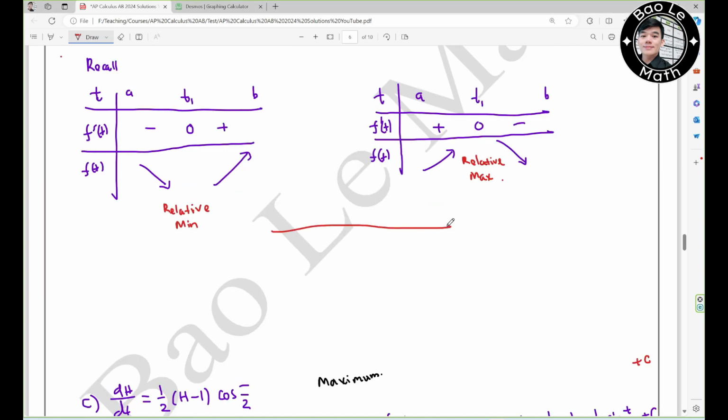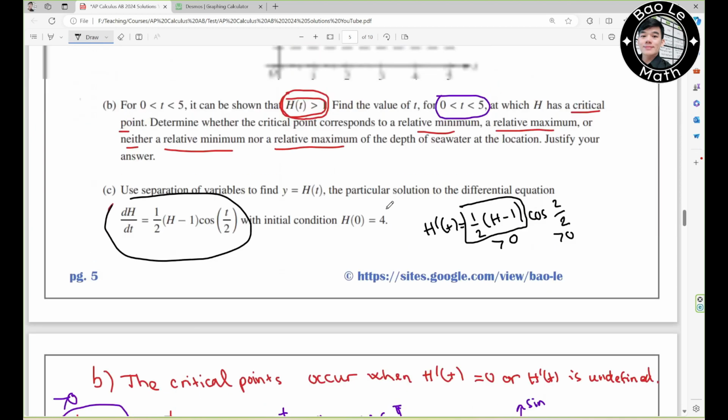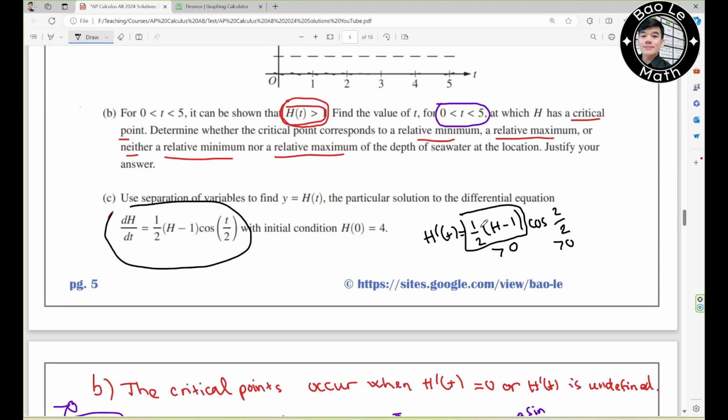Alright, so we have the table. This is t, this is h prime of t, and this is h of t. This is 0, phi, and this is pi. Since pi is the critical point, this guy must be equal to 0. Now we're going to put a value t equals 2 in this interval. So we substitute into h prime of t. It's going to be 1/2 of h minus 1 times cosine t over 2.